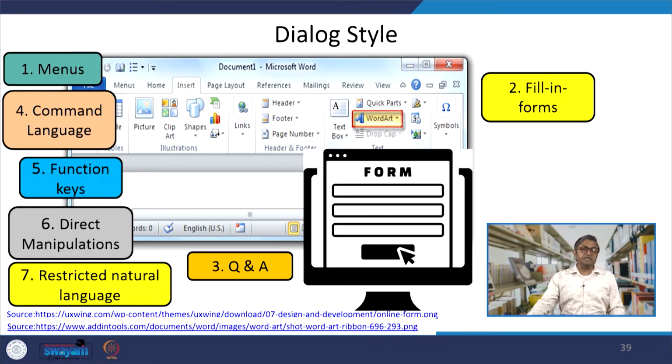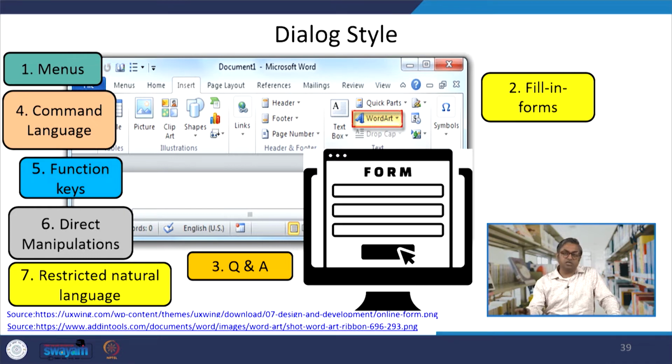The functional keys. There are 12 functional keys present on the keyboard, Microsoft. Each function key has different functions. Can we directly manipulate this form? Can such manipulation be helpful in designing an effective dialogue style?